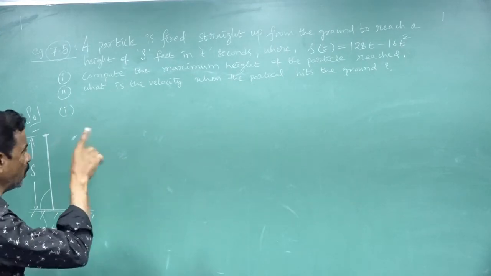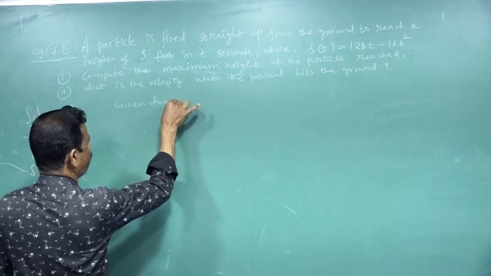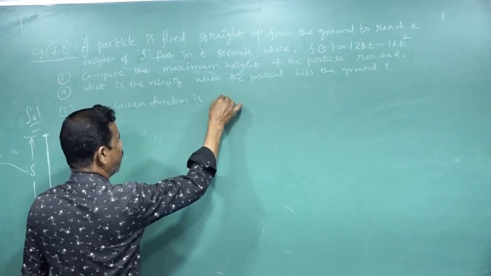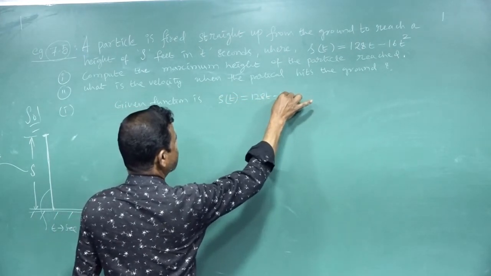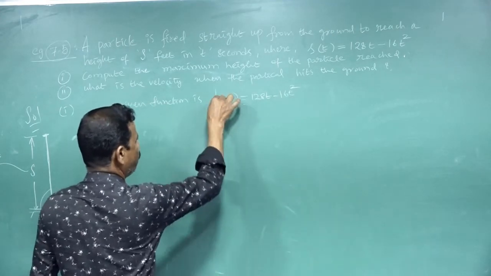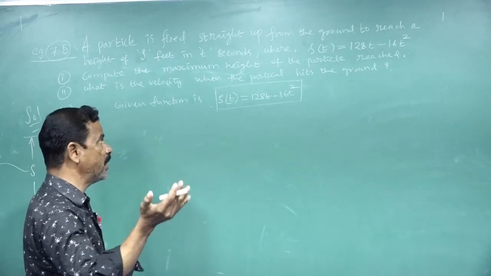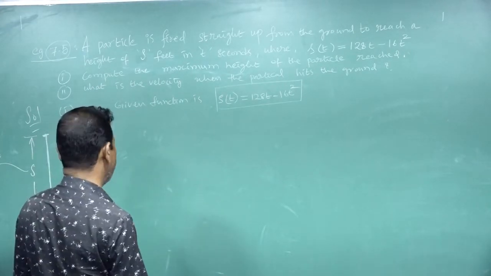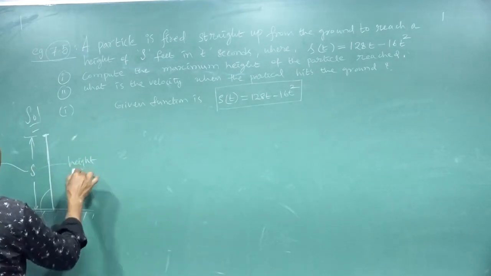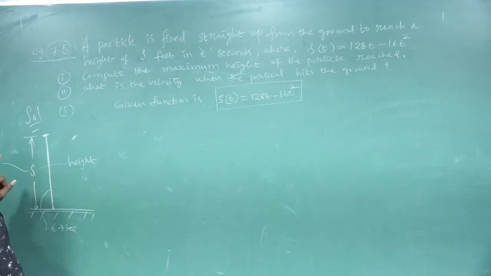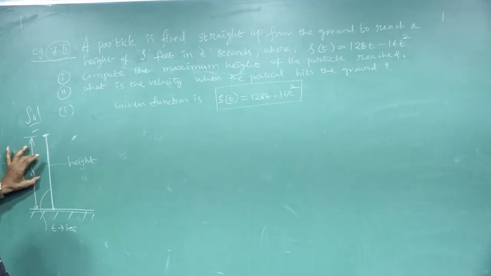Where the function given is s of t is equal to 128 t minus 16 t square. This is the given function, distance with respect to time. So here s is the height. s is the height in feet. So here how much is s being asked?